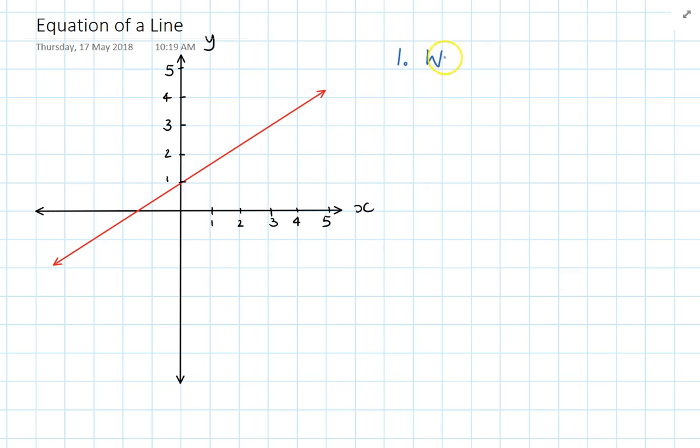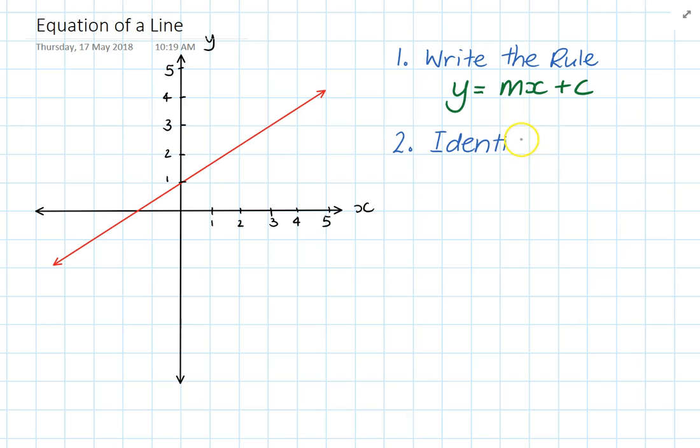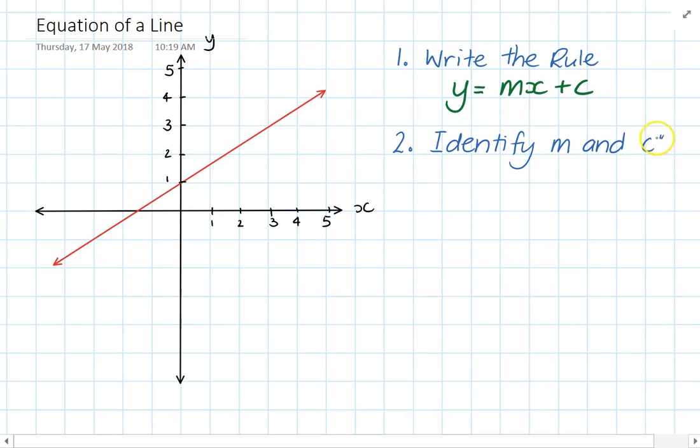So step one is always write the rule. So we know by now the general rule of a straight line is y equals mx plus c. So step two, every time, is identify m and c. So you know when we have our final equation, we've always got values in for m and c. So in this case, m equals, c equals. So remember, c is your y-intercept, m is your gradient or your rise over run.